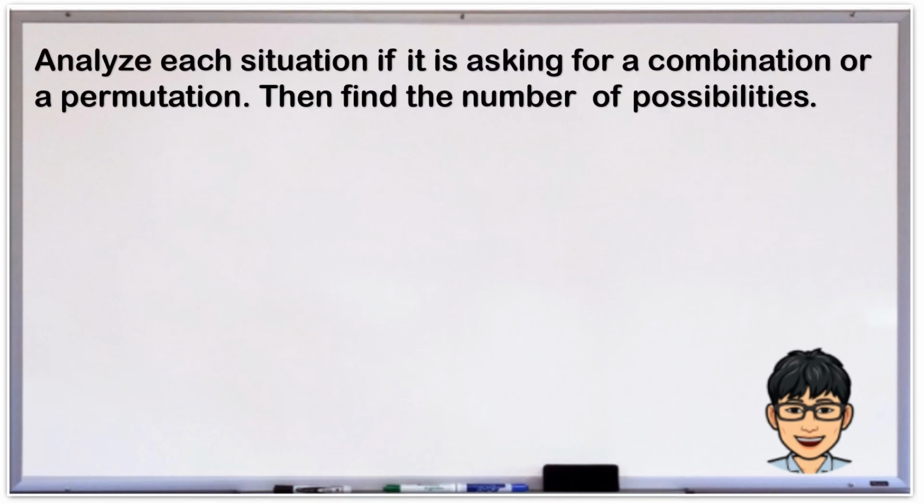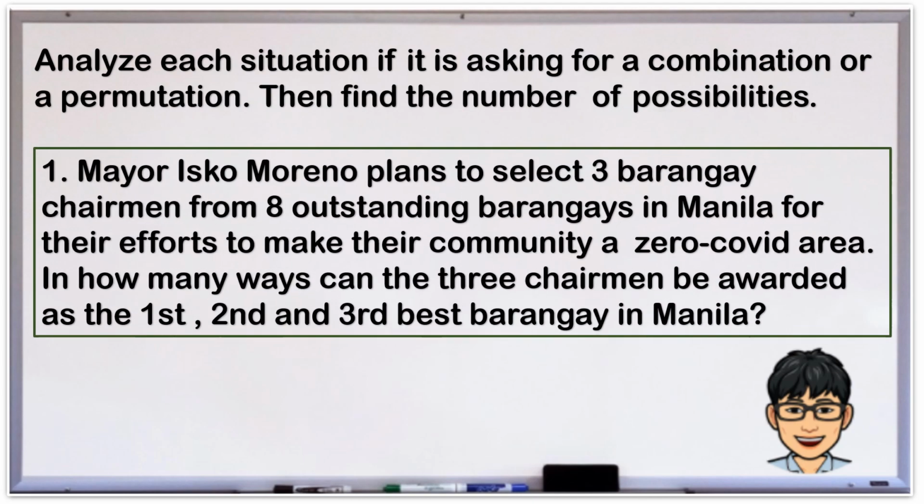This time, let us analyze each situation if it is asking for a combination or a permutation. And then, let us find the number of possibilities. Let us have the first one. Mayor Isko Moreno plans to select 3 barangay chairmen from 8 outstanding barangays in Manila for their efforts to make their community a zero-COVID area. In how many ways can the 3 chairmen be awarded as the first, second, and third best barangay in Manila?